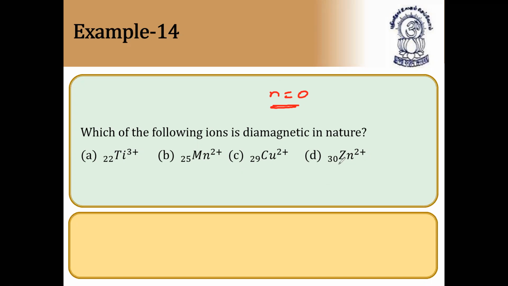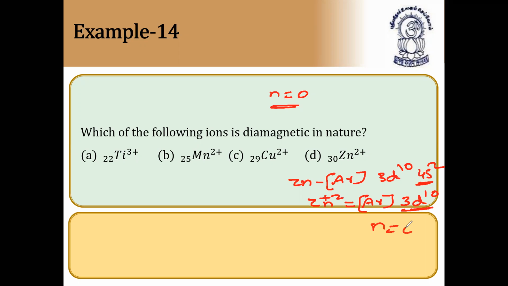So let us take Zn 2+. The atomic number of Zn is 30. So Zn is equal to argon 3d10, 4s2. After removing 2 electrons, it becomes Zn 2+ is equal to argon 3d10 only, because 2 electrons are removed from the s orbital. So it has no unpaired electrons. So straight away, without seeing, we can say Zn 2+ is diamagnetic in nature because it contains no unpaired electrons.